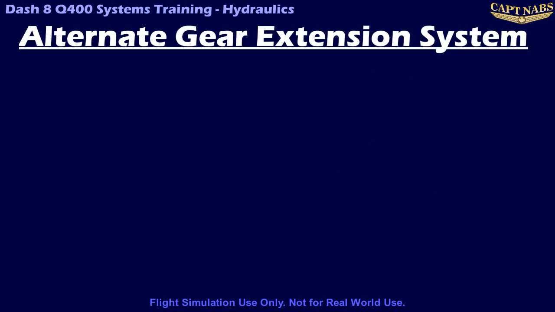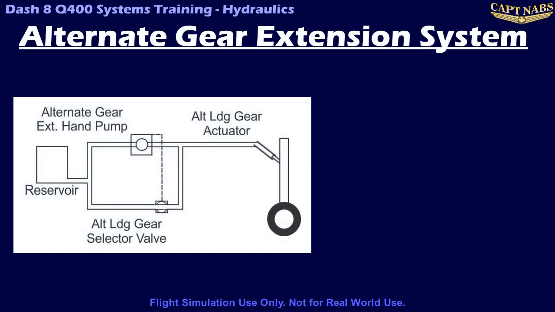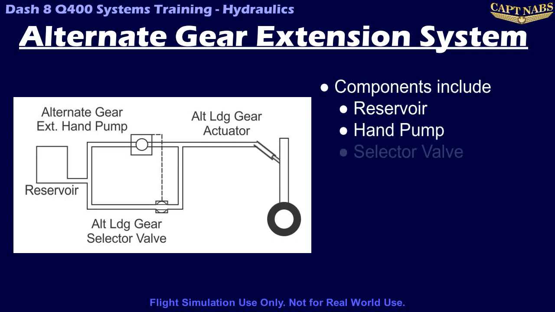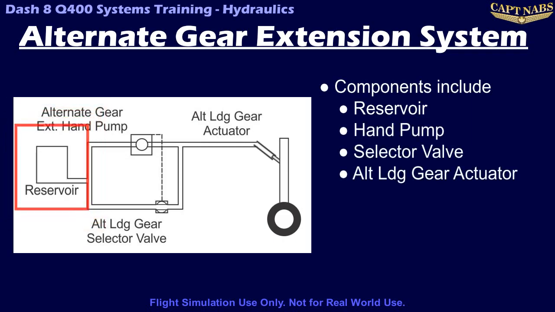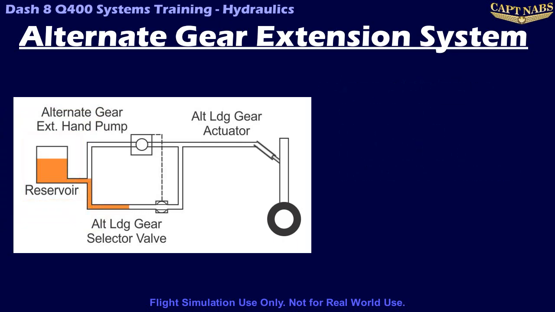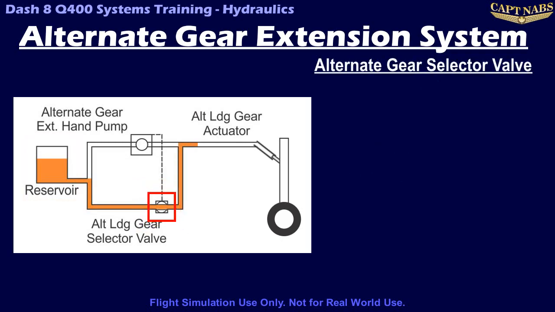The fourth hydraulic system in the Dash 8 Q400 is the simplest system yet. It is the alternate landing gear extension system. This system consists of a very small reservoir, a hand pump, and a selector valve. The reservoir is located in the nose of the aircraft and is the smallest reservoir of any hydraulic system at only 1.2 liters. The selector valve is used to release pressure in the alternate system.